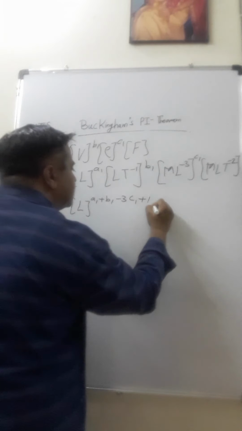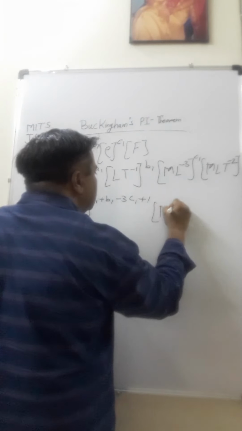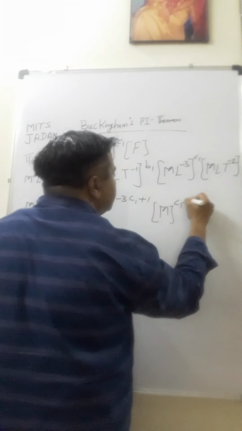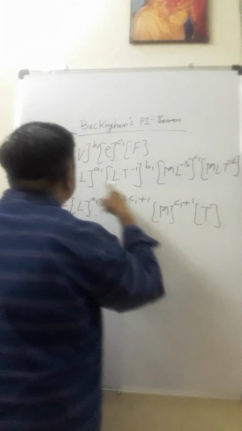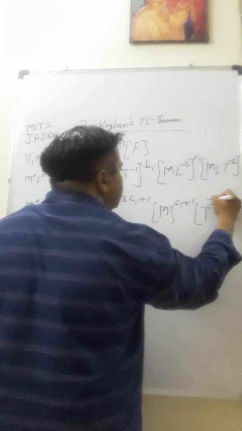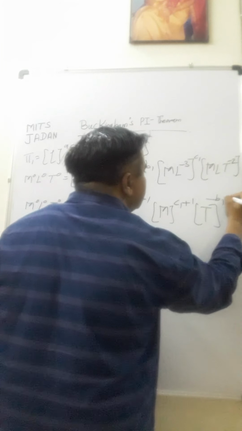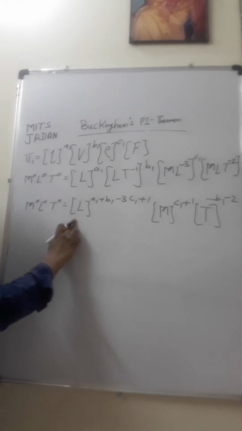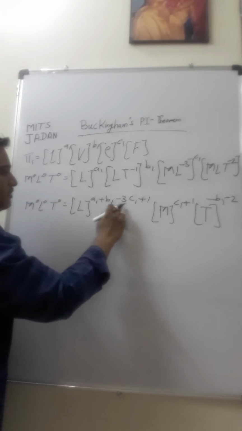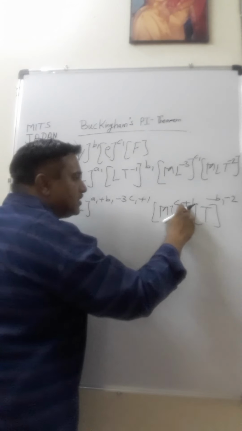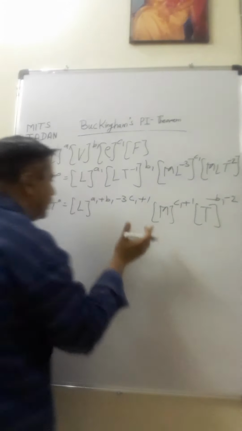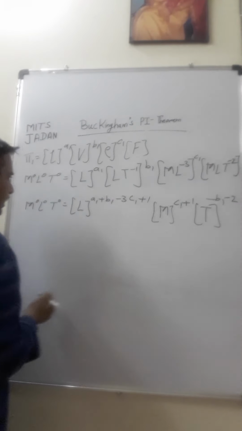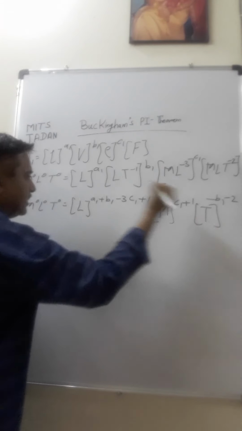Now the next term is mass, M to the power of C1 plus 1, and then time, T to the power of minus B1 minus 2. So we have on the left hand side M0, L0, T0, on the right hand side L to the power of A1 plus B1 minus 3C1 plus 1, M to the power of C1 plus 1, T to the power of minus B1 minus 2. Now we will compare the power of length, mass and time from the left hand side and right hand side. Let us compare. First we compare the T.